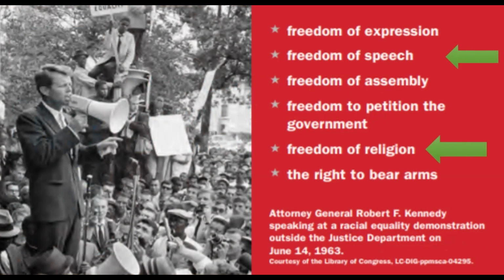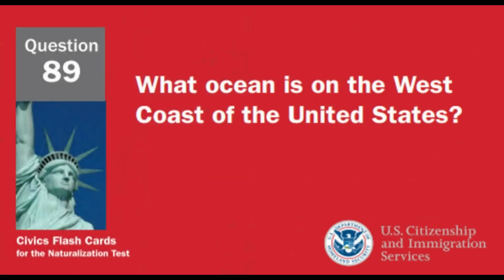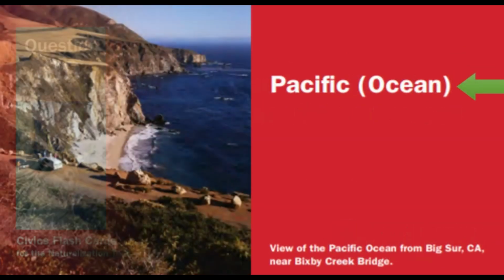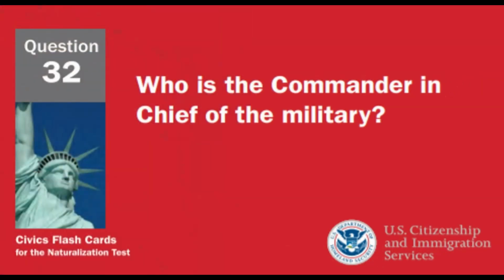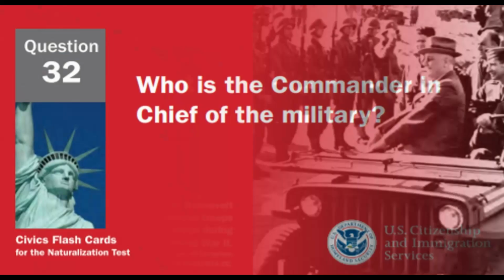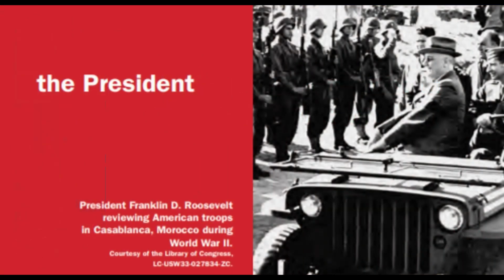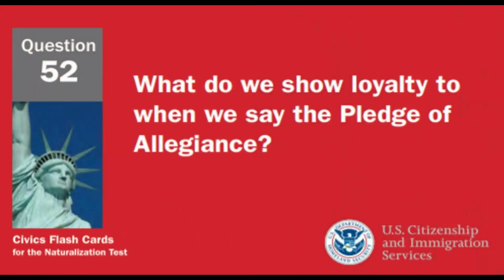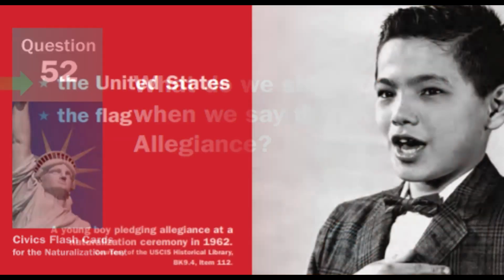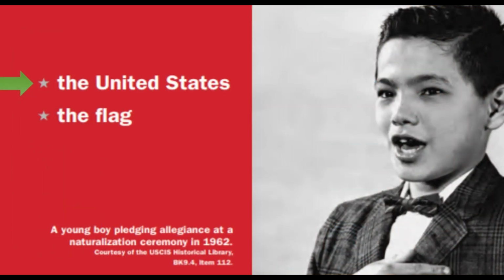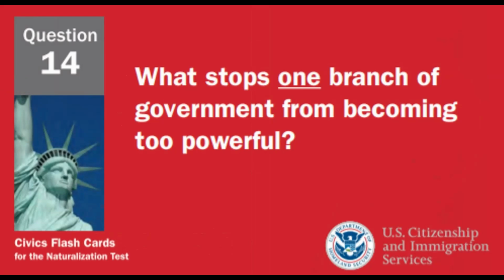Freedom of speech and freedom of religion. What ocean is on the west coast of the United States? The Pacific Ocean. Who is the commander-in-chief of the military? The president. What do we show loyalty to when we say the Pledge of Allegiance? The United States. What stops one branch of government from becoming too powerful?